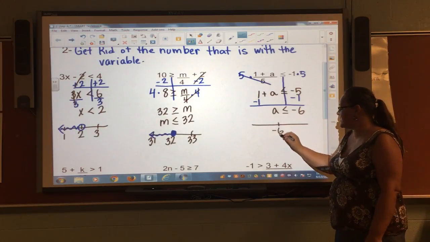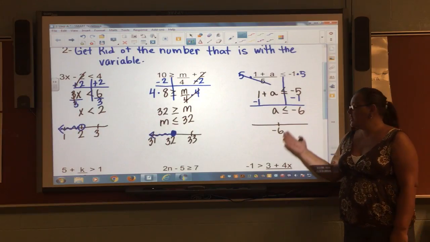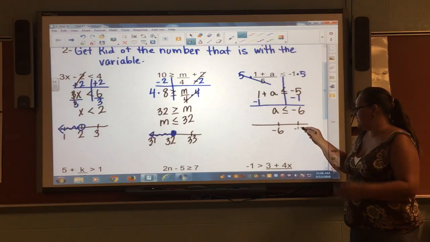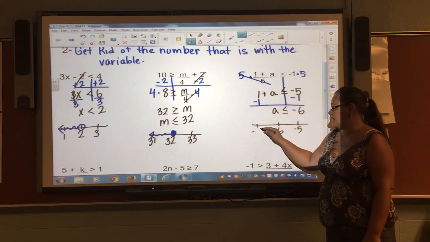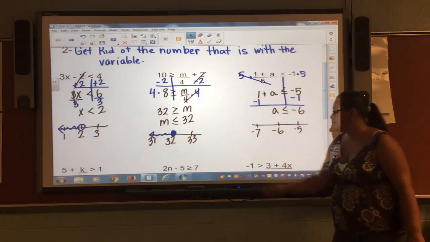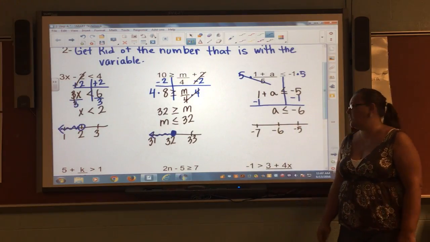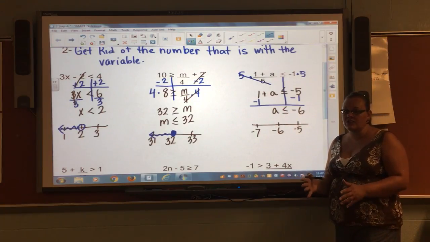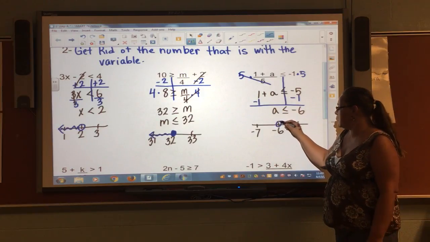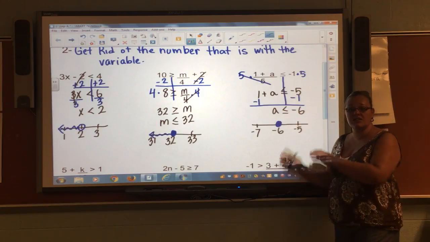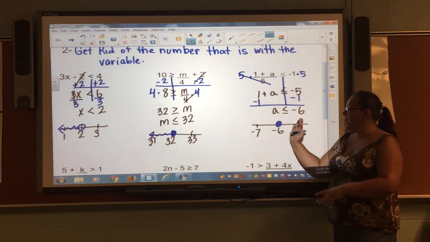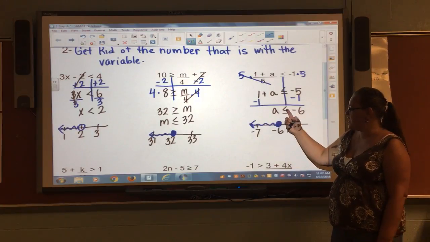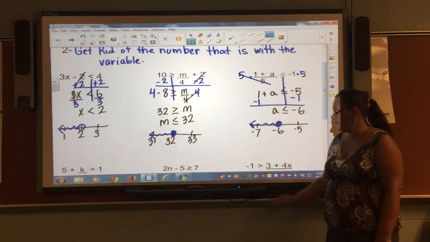So the -6 would go in the center of my number line. 0 is back here towards me, so that's where we'll start counting. -5, -6, -7. And we ask ourselves the question, is -6 less than or equal to -6? And the answer is yes. So that means we need to color in that dot because -6 is a solution. And then we can shade the way the arrow tells us to go. And our arrowhead and our inequality should be the same.